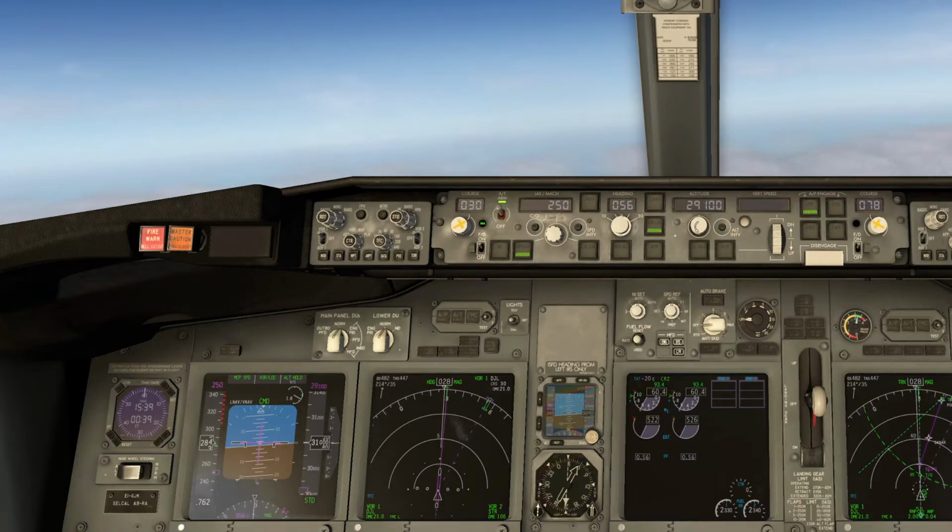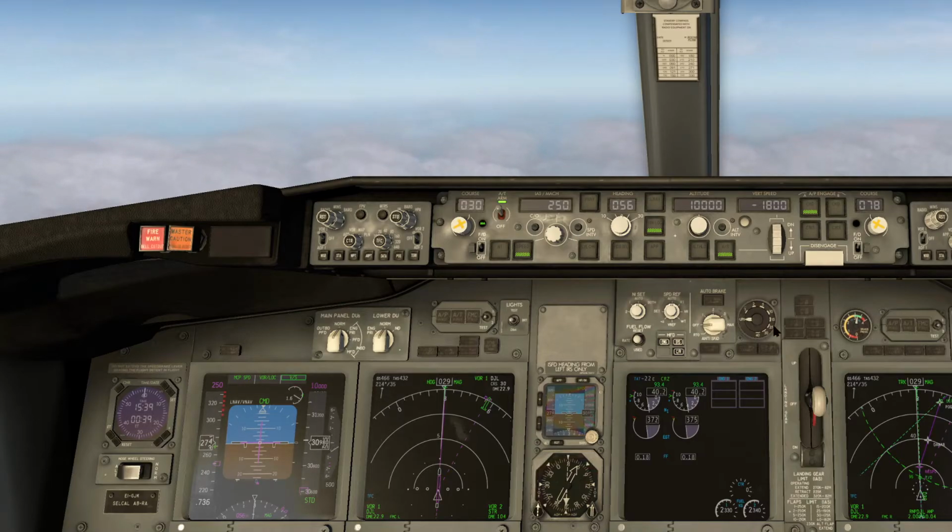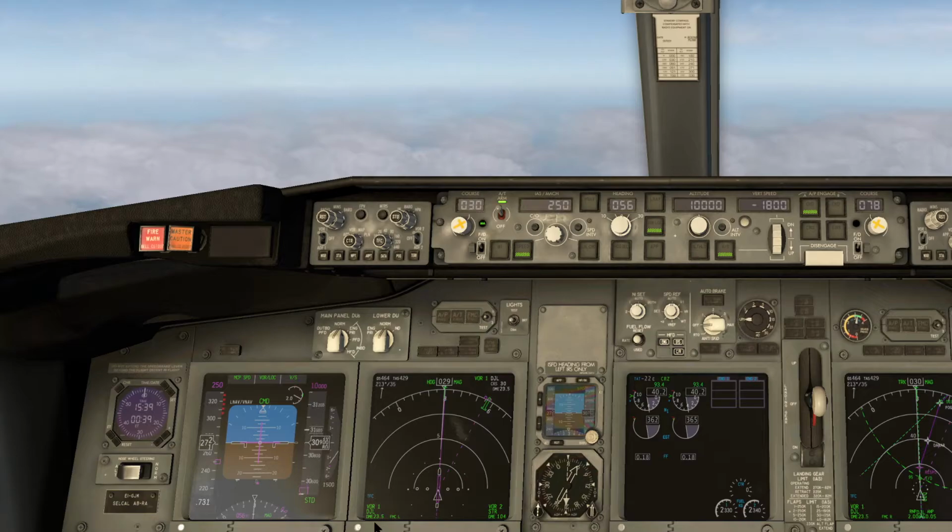And we descend to flight level 100, using the vertical speed mode, 1800 feet per minute. At 39 nautical miles we turn right, so we are currently at 24, so 15 miles to go.